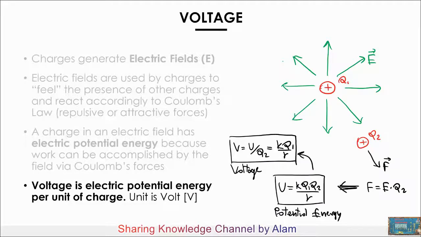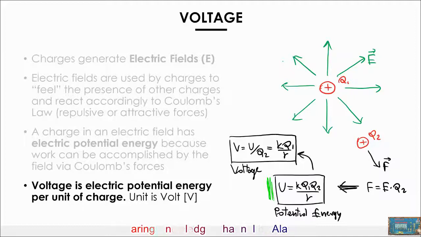We can finally talk about voltage. Voltage is electric potential energy per unit of charge. So in the example before, if this was the equation of the potential energy for Q2, the voltage at the position of Q2 will be equal to K, which was a constant, Q1 divided by R. So you see it's simply the same equation, we just eliminated Q2.